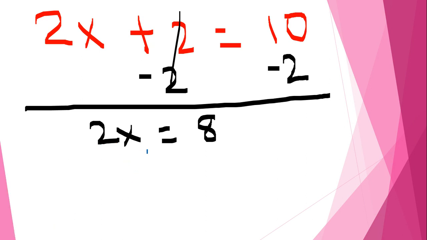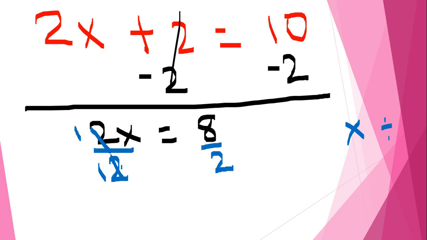Since 2 is multiplied by x, and we know that the inverse of multiplication is division, we can counter that multiplication of x by 2 with a division by 2. On the right-hand side, as always, we do exactly the same. 2 into 2, 1. 2 into 2 again, 1. Therefore, I'm only left with x.